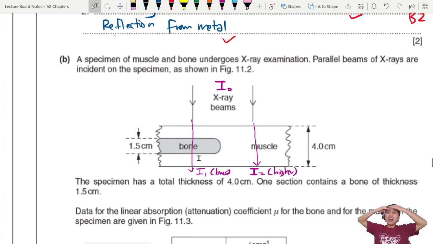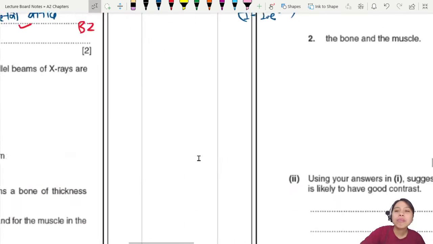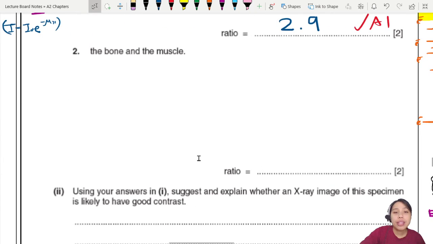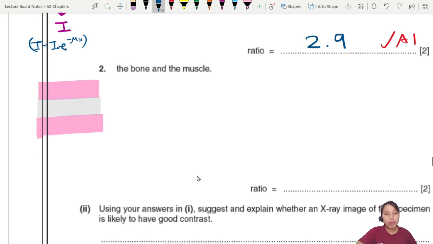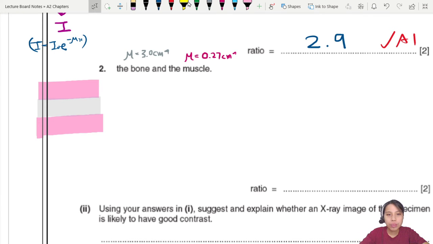How to calculate? Okay, we redraw the thing. We stay calm. We take a deep breath, and we redraw our diagram on the left side. Now, here's our muscle, bone, muscle. Pink, gray, and pink. So I'm going to once again label the mu for each of them so that we can see this, which is 3.0 and 0.27. One for bone, one for muscle. Underline lah. Bone got this mu. Muscle got this mu.